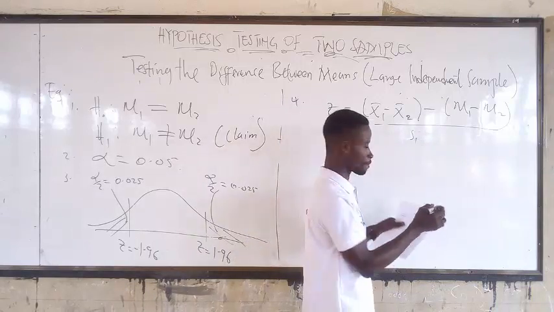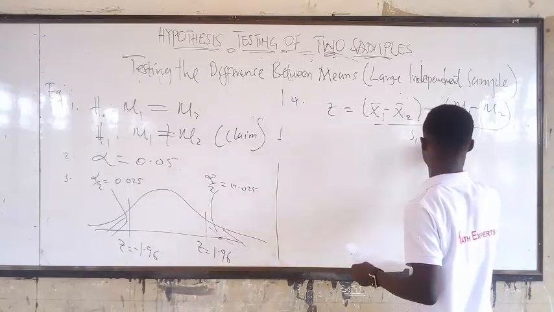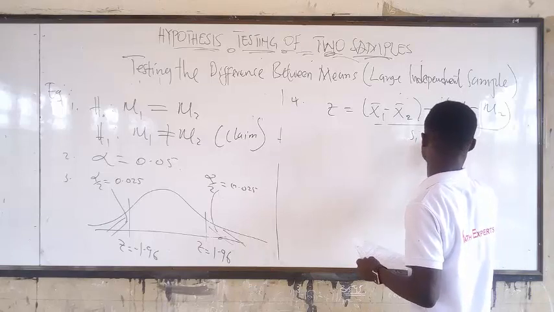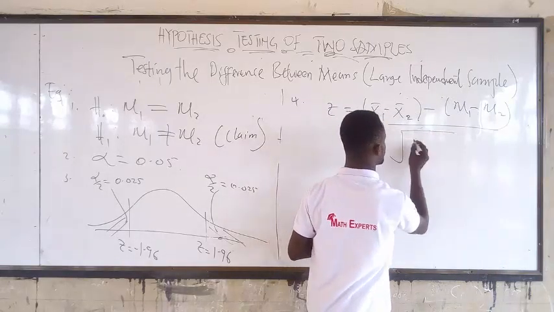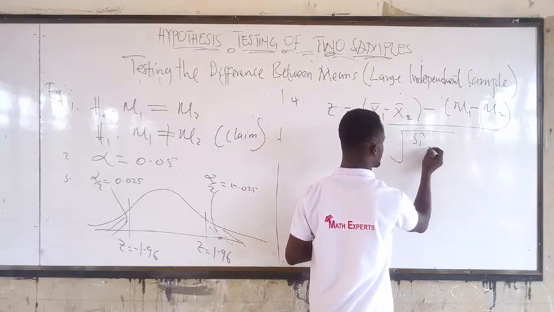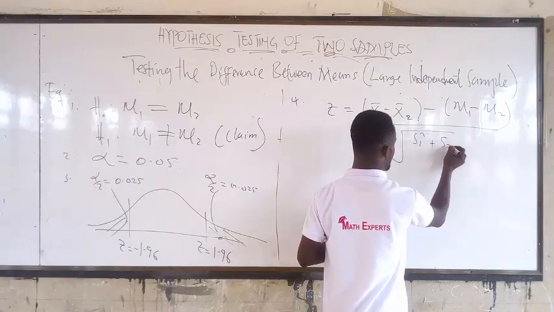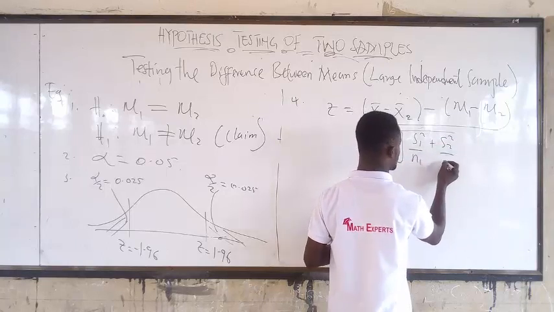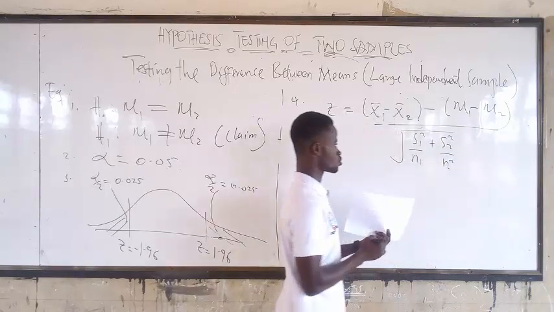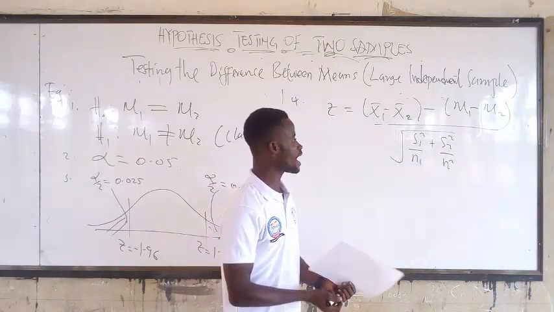s1 squared over n1 plus s2 squared over n2. Alright.